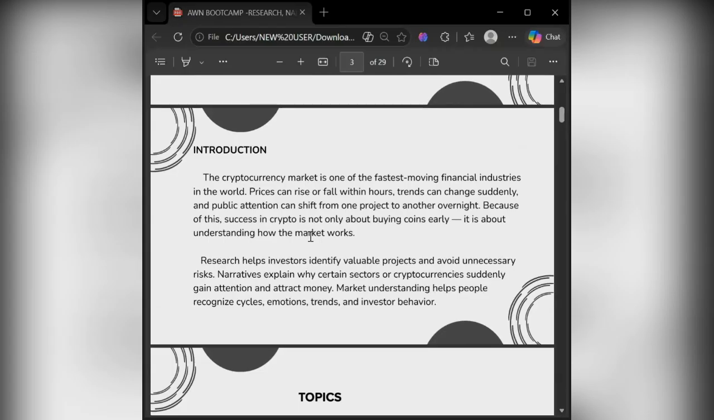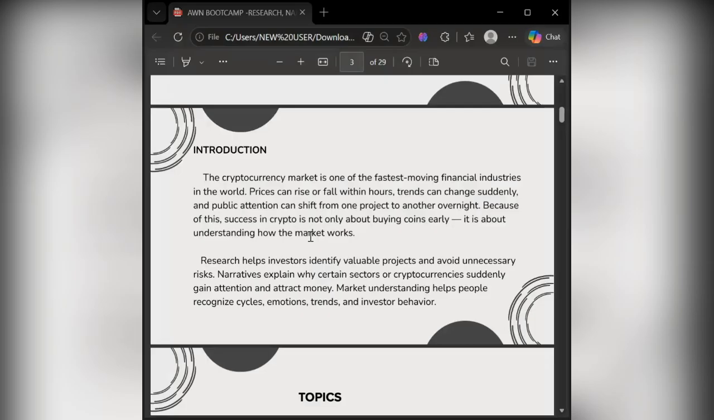The cryptocurrency market is one of the fastest moving financial spaces in the world currently. Let me not use the word most prominent, but the market is a very volatile one. Prices rise and fall within hours, and trends can change, patterns can change, attention can shift from one project to another overnight. But this is what makes the market unique, right? Yeah, this is what makes the market unique.